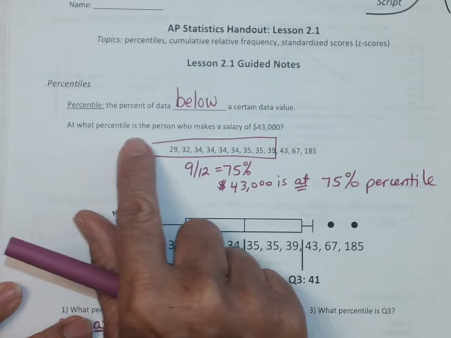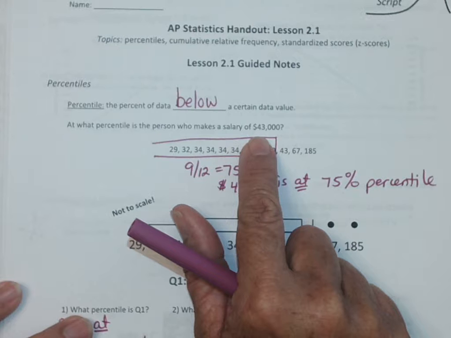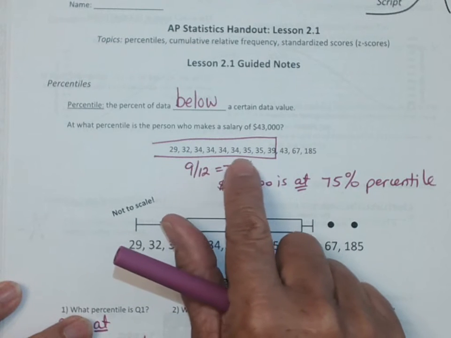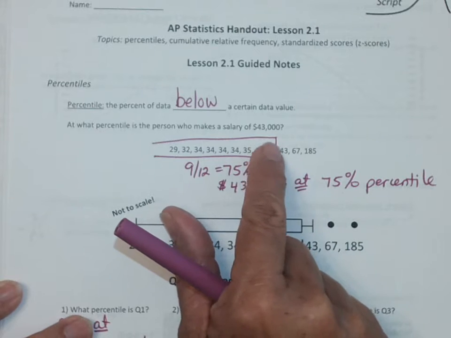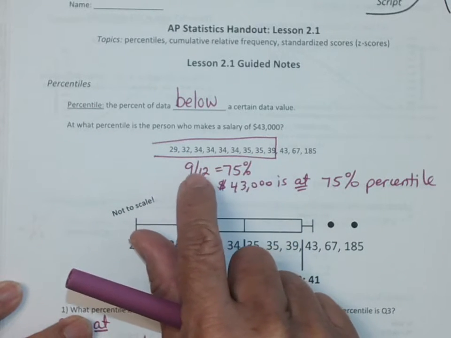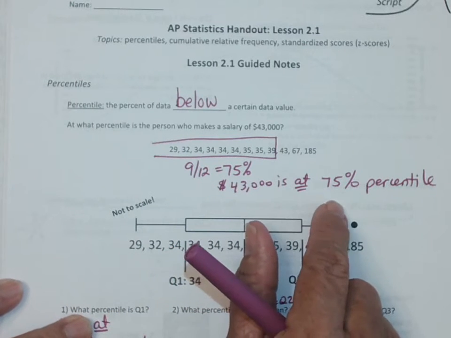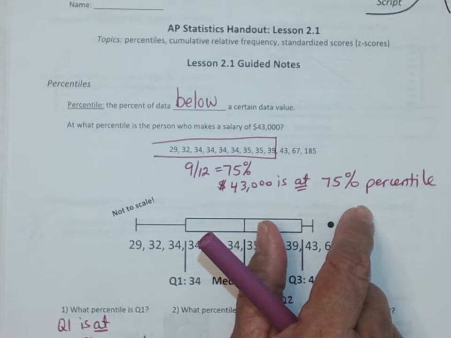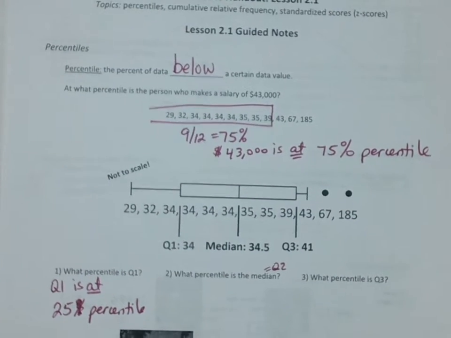And at what percentile is the person who makes a salary of $43,000? This is going back to the data from last time. So here are my salaries. There's 43,000, so I'm going to block off the ones below it. I have 9 points below it. So 9 out of 12 is 75. So 43,000 is at the 75th percentile. I don't know how much above it is. It's just at the 75th percentile.